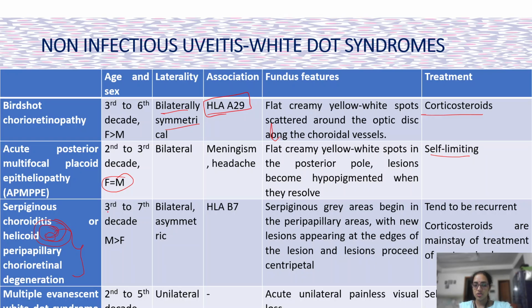It is a disorder of unknown origin, more commonly seen in men. Okay, so HLA-B7 is an association, and you see serpiginous areas that begin in the peripapillary area with new lesions appearing at the edge of the lesion, and the lesions proceed centripetally. Okay, they tend to be recurrent. You need to give systemic corticosteroids in these patients.